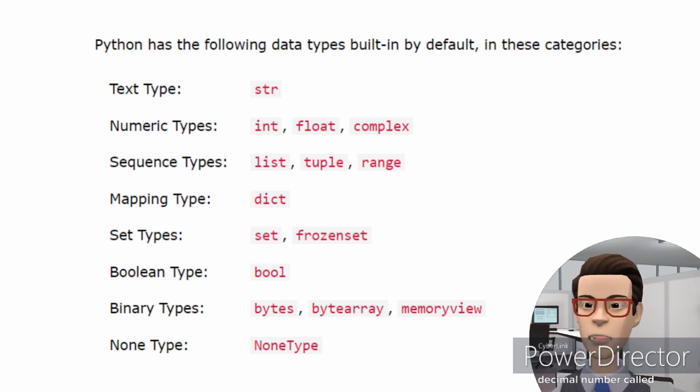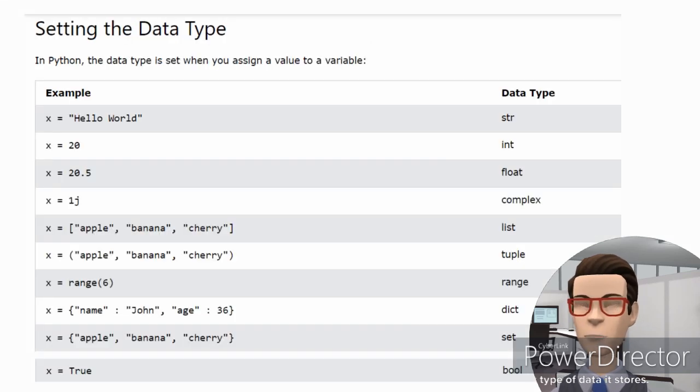A number can be a decimal number called a float, or it can be a whole number called an integer. A number can also be in the form of a complex number like 10 plus 20i, where i stands for imaginary number, and the data type used is called the complex data type. A text is a string. Similarly, there are other data types. A data type is nothing but something that defines what type of data it stores.